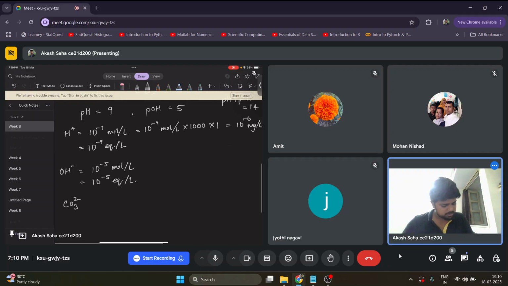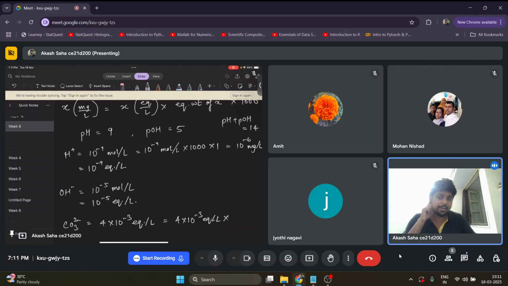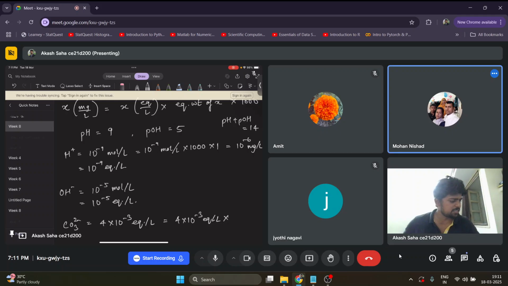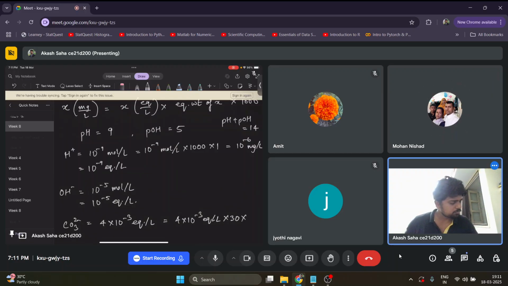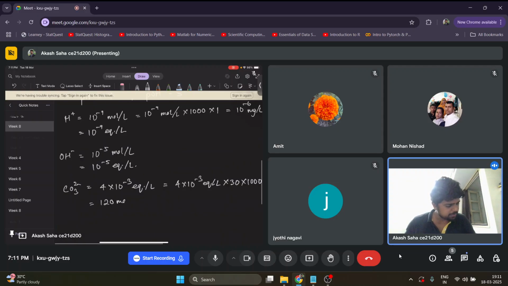For CO3 2 minus, the equivalents given in the question is 4 into 10 to the power minus 3 equivalents per liter. So for converting into milligram per liter, it will be 4 into 10 to the power minus 3 equivalents per liter into, what I told, equivalent weight of X. What is the equivalent weight of carbonate? Any idea? 30. Yes, because the total weight is 60, so 60 by 2 is 30. Correct. Into 1000, right? So this is the formula. So in milligram per liter, I will get 120 milligram per liter.